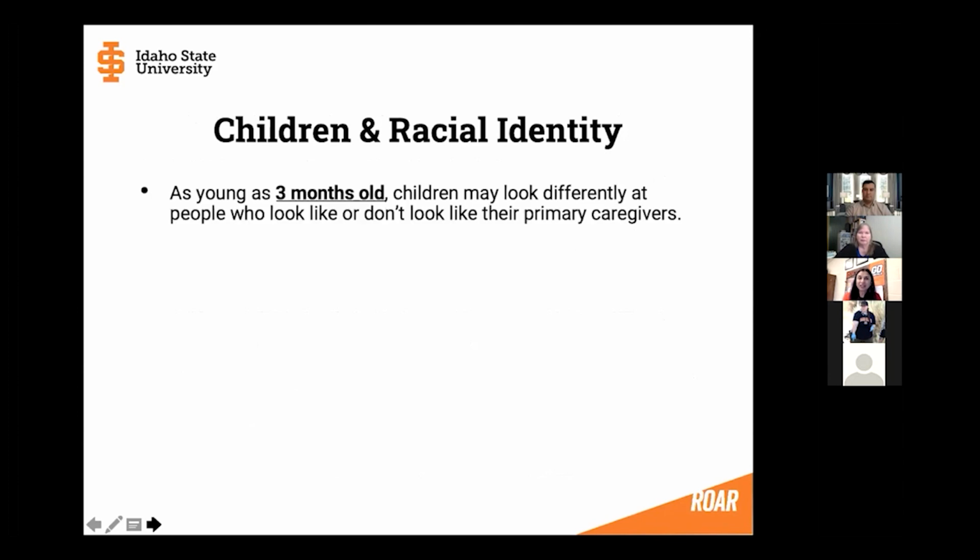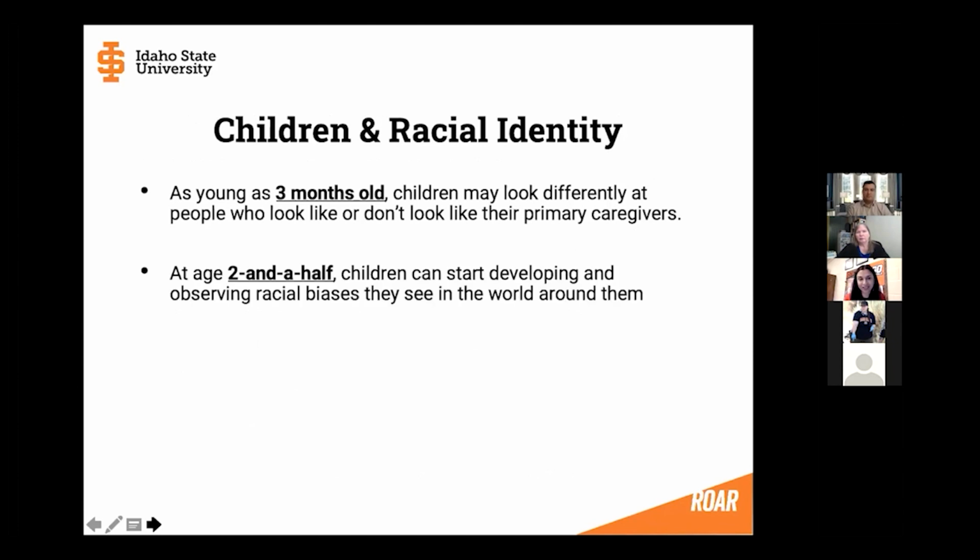So let's look a little bit at children and racial identity. Again, going to this idea, oh, children don't see color, right? So actually, at only 3 months old, children may look differently at people who look like or don't look like their primary caregivers. So when they're still babies at 3 months, they can see facial features, they can see color, and they can make that distinction, right? And at the age of 2.5, children can start developing and observing racial biases that they see in the world around them. So it already starts at that toddler age.